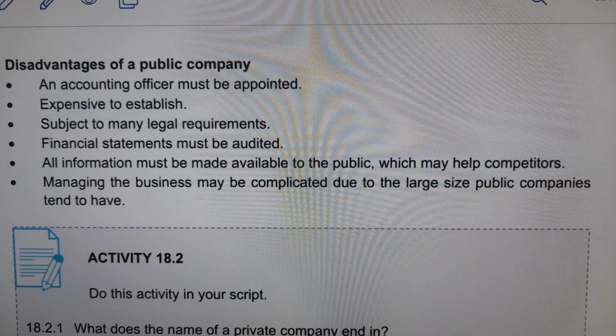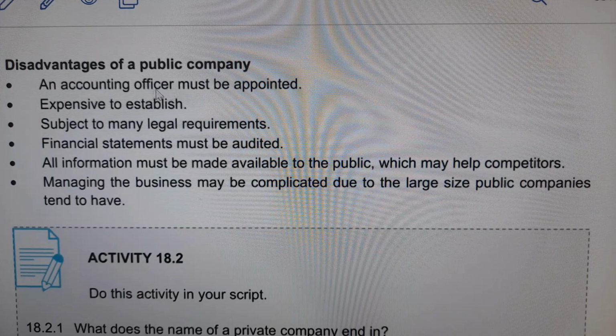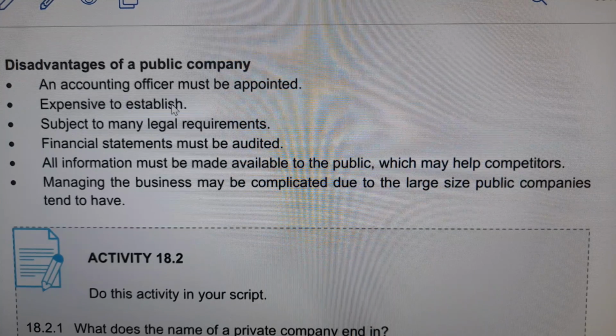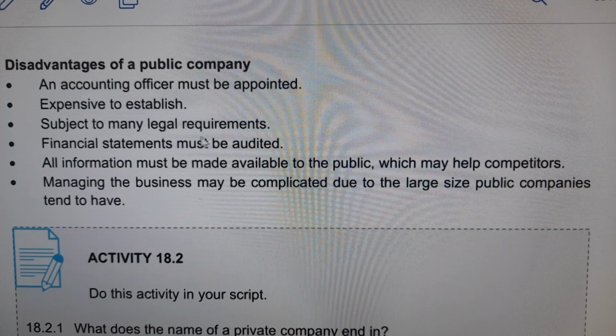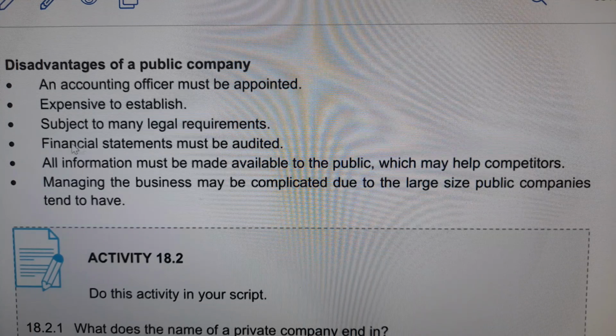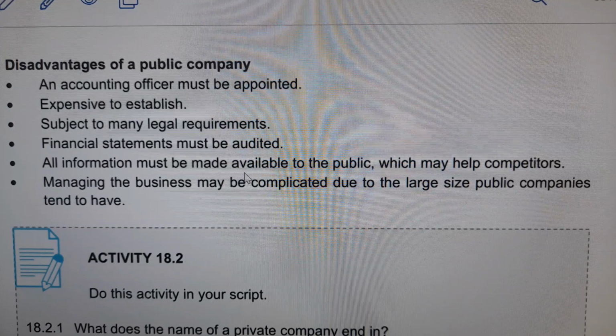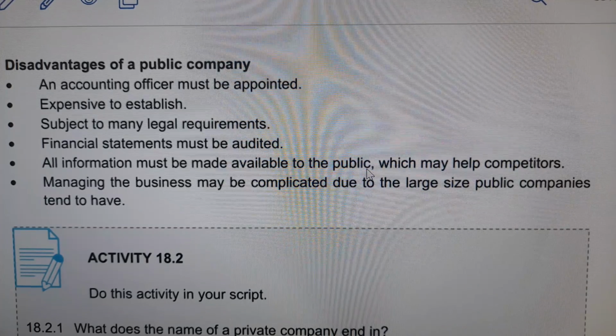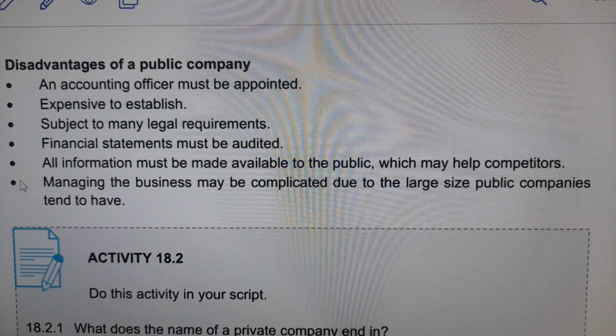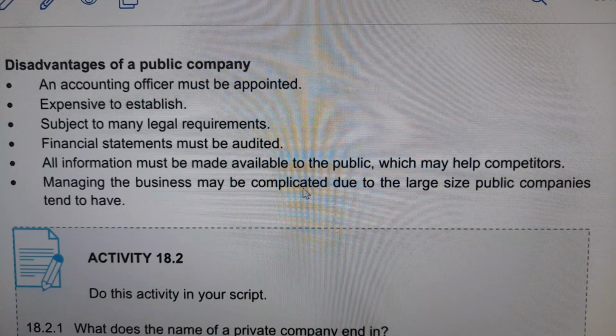Disadvantages of a public company: an accounting officer must be appointed, it is expensive to establish, and it is subject to many legal requirements. Financial statements must be audited, and all information must be made available to the public, which may help competitors. Managing the business may be complicated due to the large size public companies tend to have.